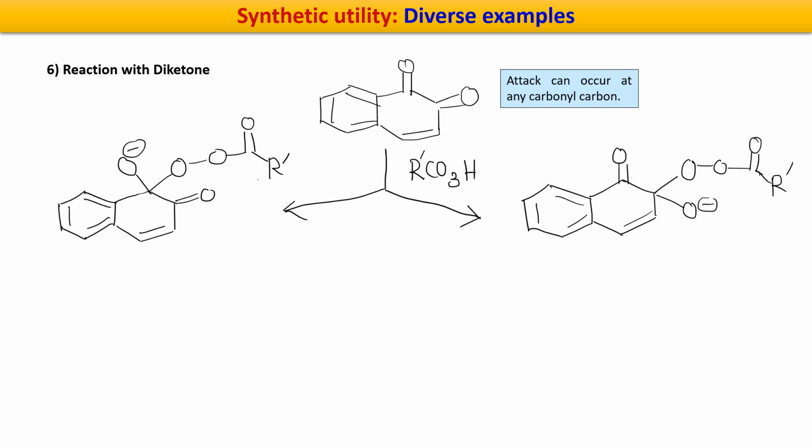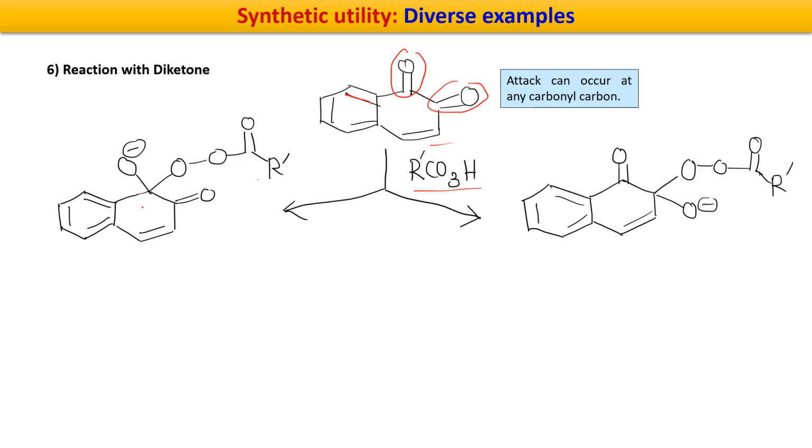Reaction with a diketone. Diketone means, see, 2 C double bond O present. Now in the presence of a peracid like R prime CO3H, let us say any peracid, attack can occur at any carbonyl carbon, because if you look carefully at the surrounding environment, there is a CC double bond just beside this C double bond O. The other C double bond O also has an adjacent CC double bond, right? Now in both pictures, as you can see, attack can occur at any carbonyl carbon.